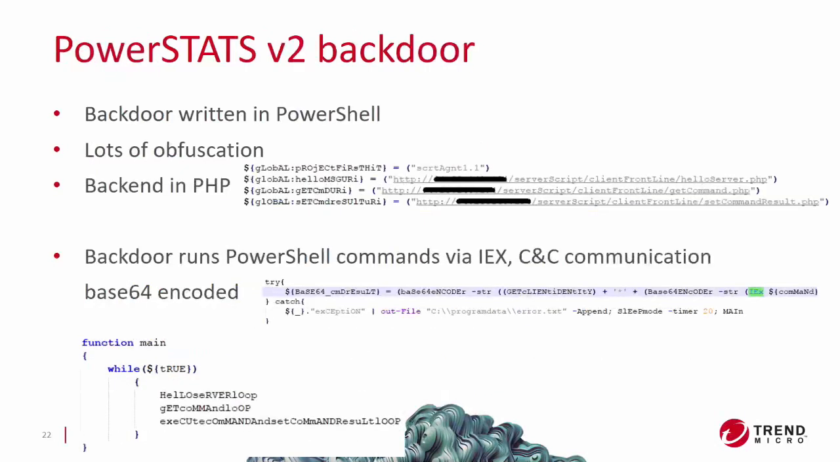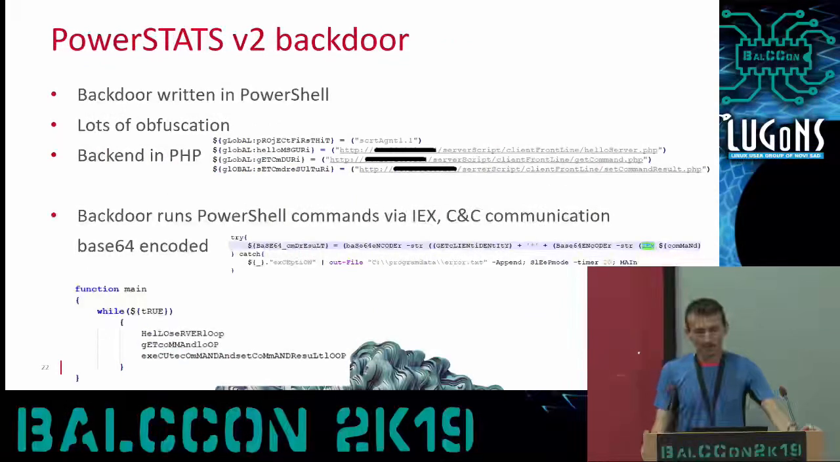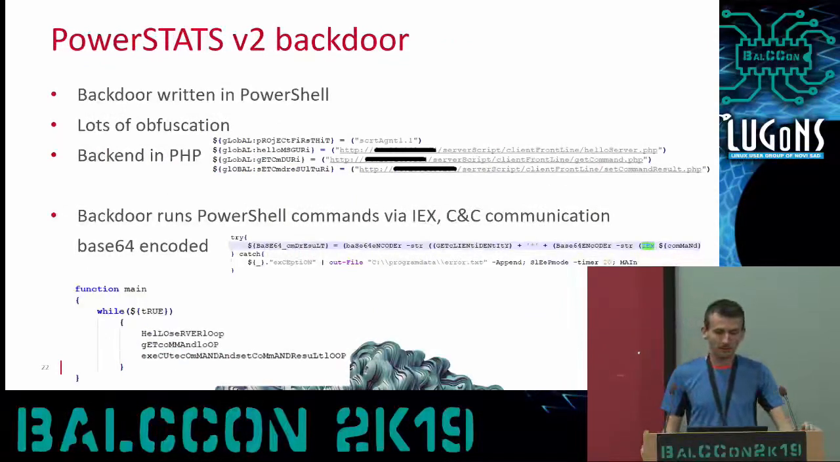Then we noticed version 2 of the PowerStats backdoor. This was again written completely in PowerShell, with lots of obfuscation, and basically there was just a simple main function which sent a hello message to the server, then got the response on what command should be executed, executed the command, uploaded the result back, and continued again and again.